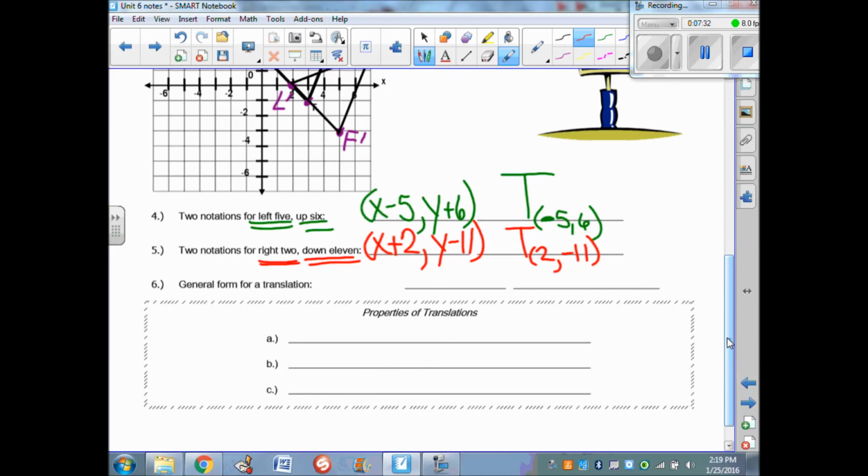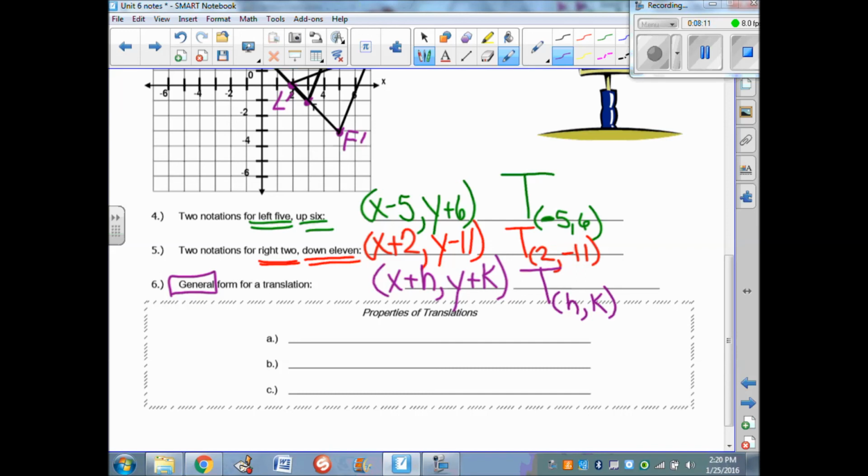Now it says general form for a translation, so it could be any movement. General form would say x plus some value, we'll call it h, comma, y plus some value, and we'll call it k. General means any type of movement. So what would that look like? Big capital T, and then h, comma, k.